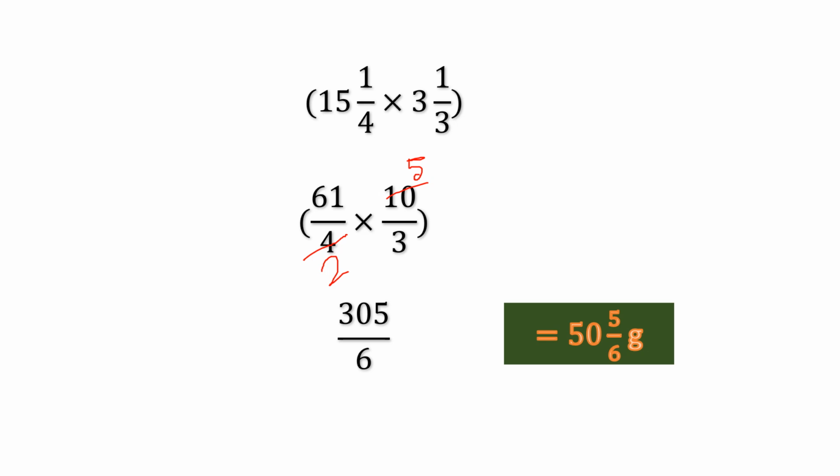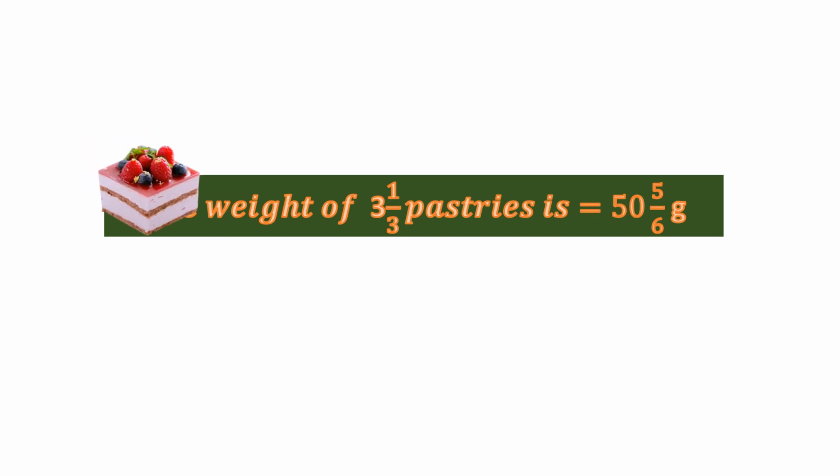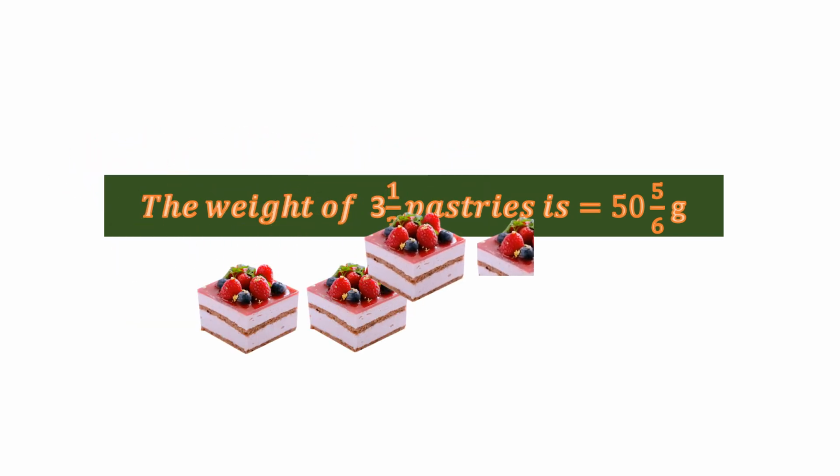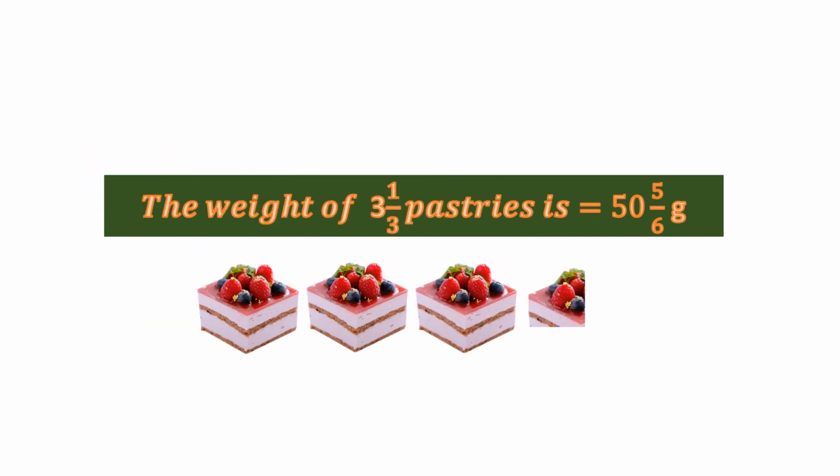If we convert this improper fraction 305 by 6 into a mixed fraction, we get 50 5/6. So the weight of 3 1 by 3 pastries is 50 5/6 grams. That's our answer.